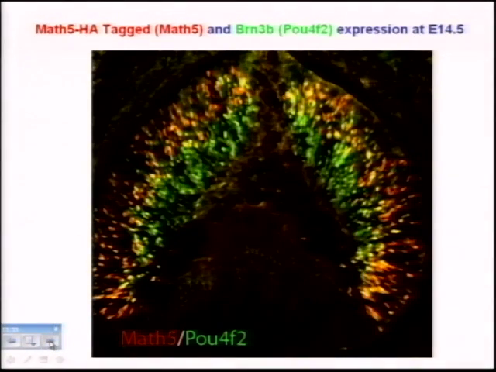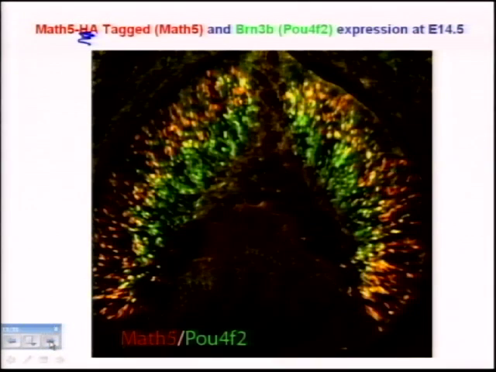Now, a nice example of the relationship between MAF5 and brain3B is shown in this slide, where we have double immunostaining of a tagged MAF5. Here we've knocked in an epitope tag of MAF5. We don't have a good antibody to MAF5, so we built a mouse that has an epitope-tagged MAF5, shown in red, and then PAL4F2 brain3B shown in green. This is expression at E14.5.